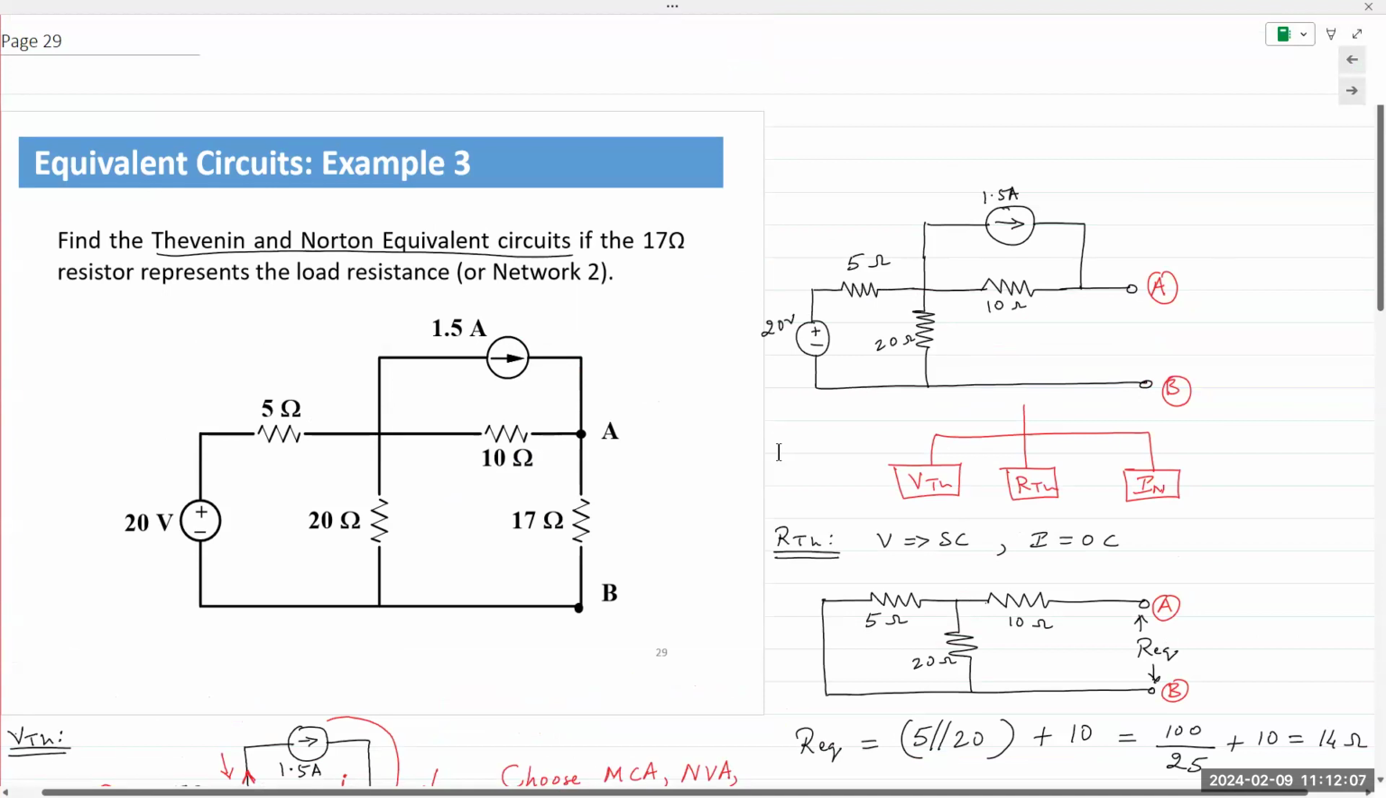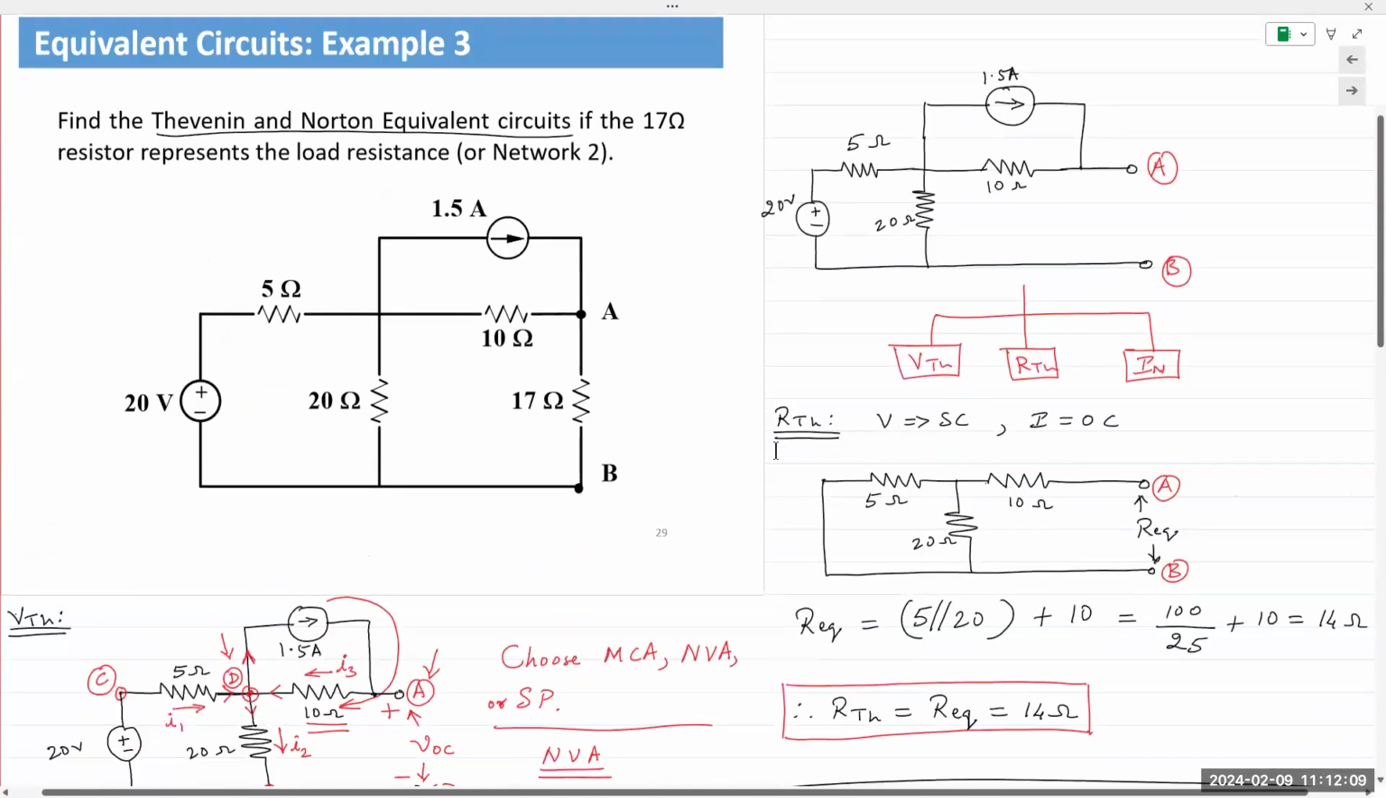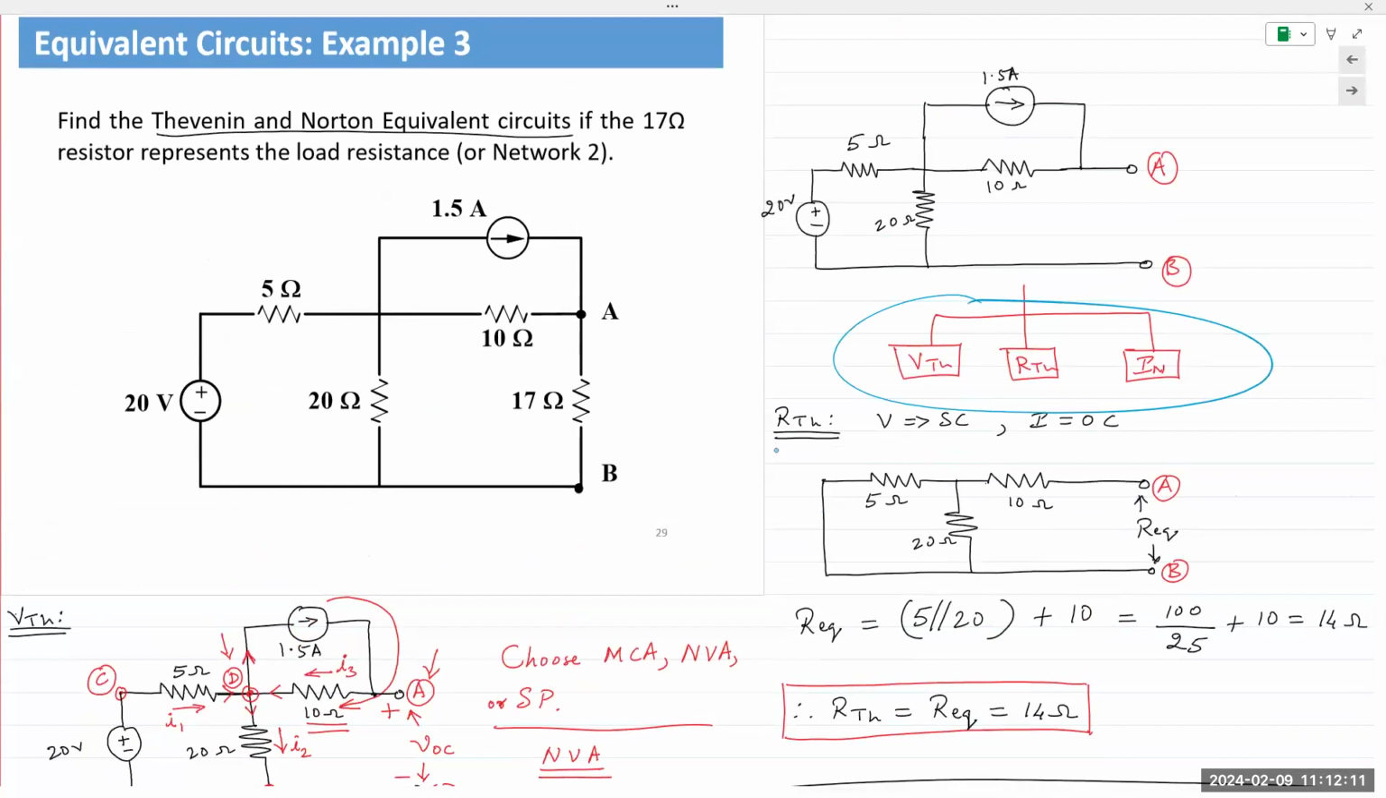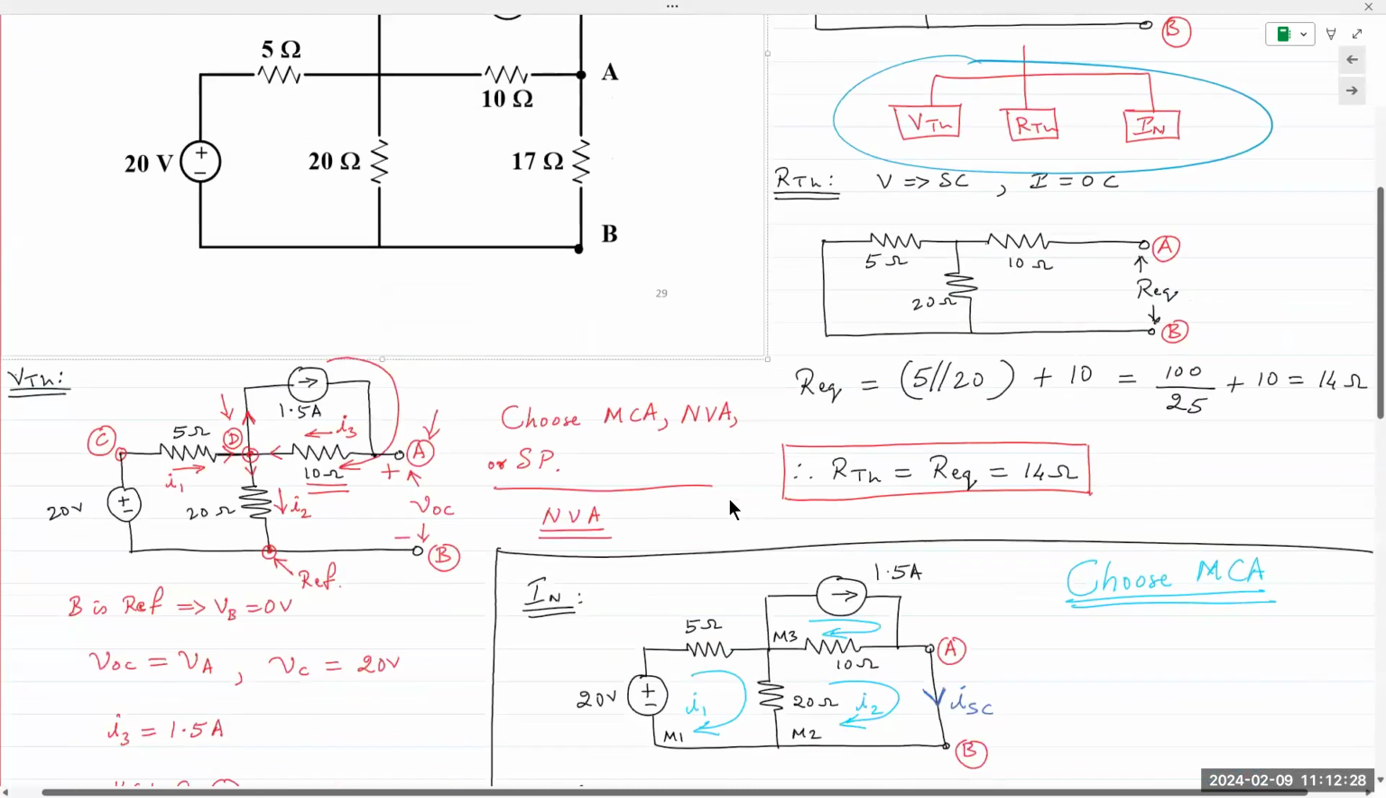We analyze between terminals A and B, and we analyze 3 separate times: VTH, RTH, and IN. Thevenin voltage, Thevenin resistance, and the Norton current. So let's draw the circuit diagram for the first one. Thevenin resistance.